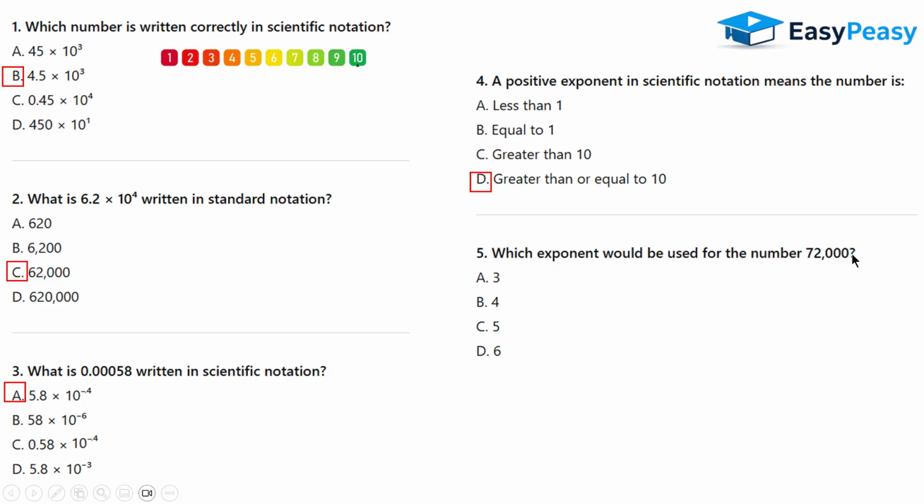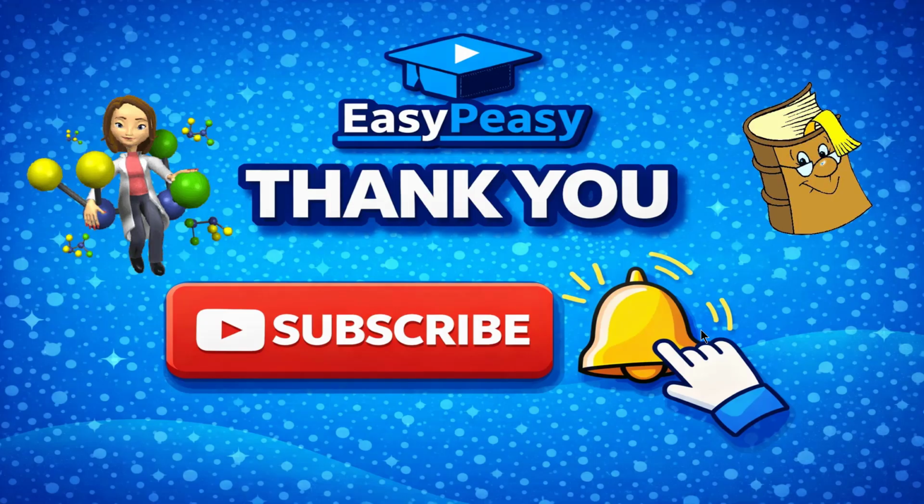Okay, let's put the decimal point here. Let's make it jump. 1, 2, 3, 4. It will become 7.2. How many times did it jump? It jumped 4 times.